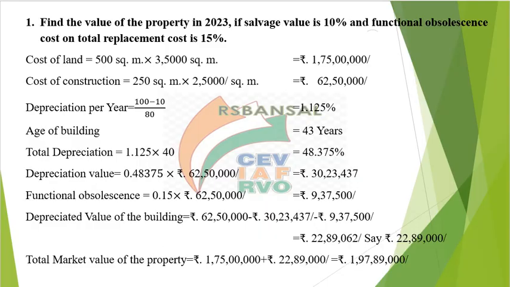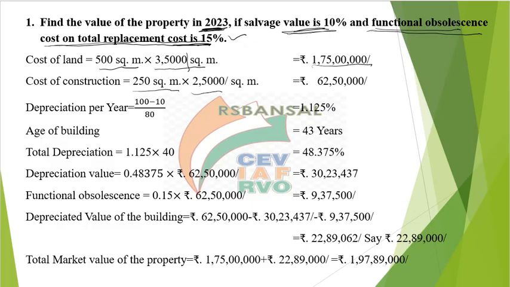Here he has given you functional obsolescence, and you have to calculate the valuation of the property in 2023. Salvage value is given to you as 10% and functional obsolescence cost on total replacement cost as 15%. So cost of land, land area multiplied by cost per square meter, 1 crore 75 lakh. Cost of construction: 250 square meter is the built up area, 25,000 per square meter is the rate. So 62 lakh 50,000 is the cost of construction.